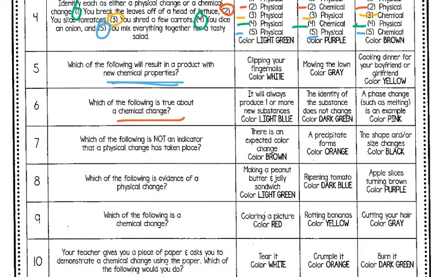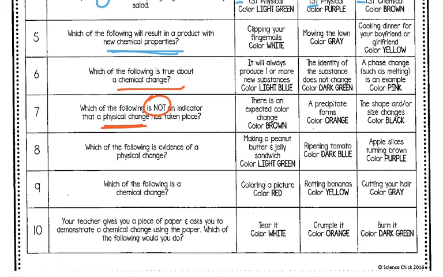Number 7. Which of the following is not an indicator that a physical change has taken place? There is an expected color change, a precipitate forms, the shape and or size changes. So which one's not an indicator of a physical change? Number 8. Which of the following is evidence of a physical change? Making peanut butter and jelly sandwich, ripening a tomato, or apple slices turning brown?